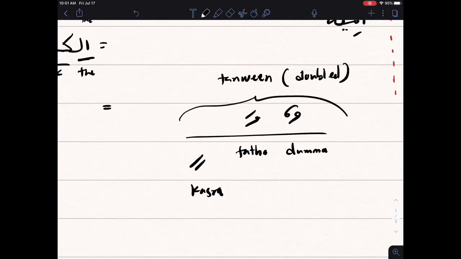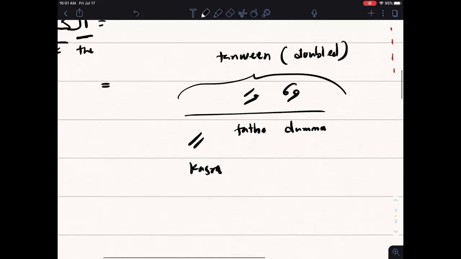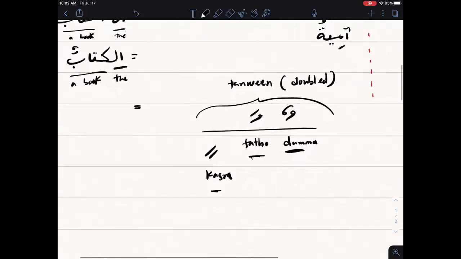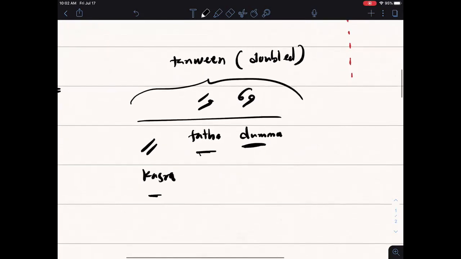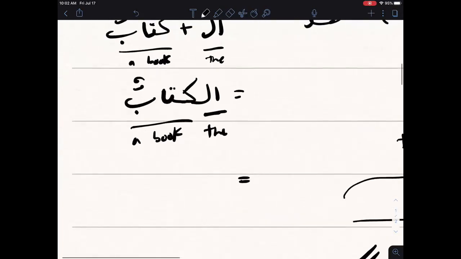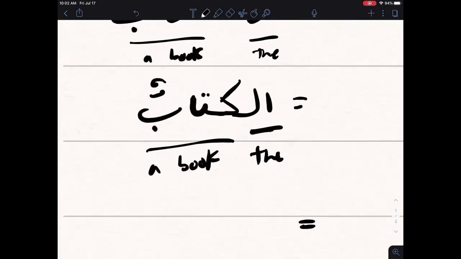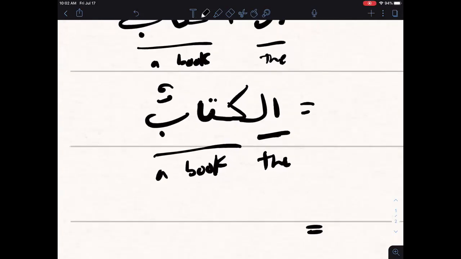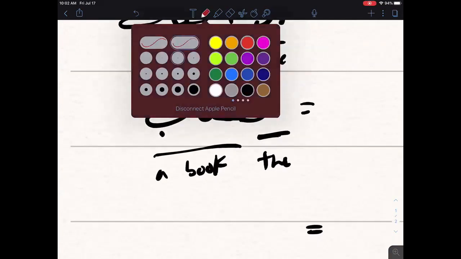Do you understand this concept? Just make sure you understand that it's still dhamma. It doesn't matter if you have one or two. It's still dhamma, still fatha, still kasra. So right now we've talked about how a tanween in a word makes it indefinite. So the only thing we have to do, it's not that we have a problem. Alhamdulillah, we understand the issue. It's a 911 case, no problem. Nothing to worry about. The only thing we have to do is remove the tanween. That's all.